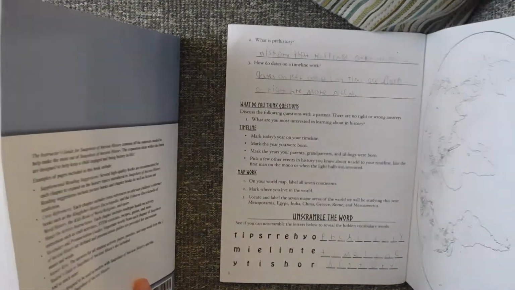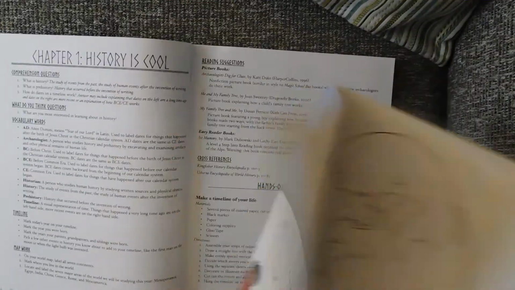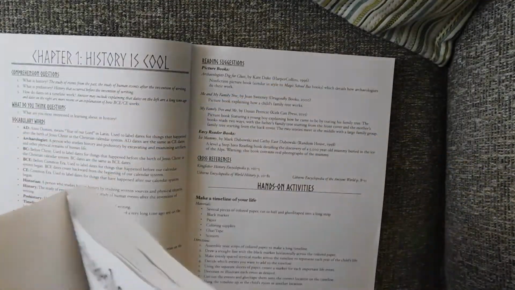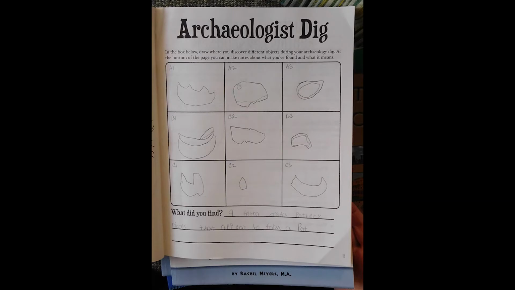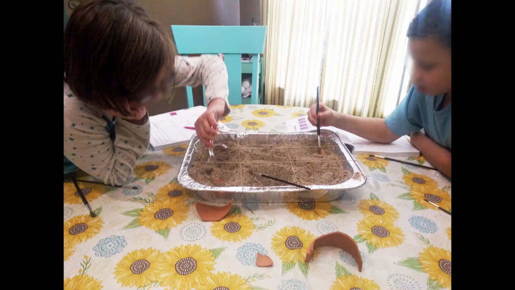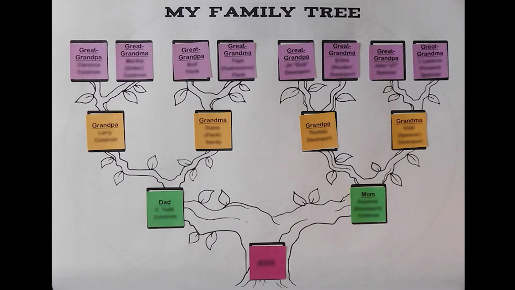Also in the first chapter, there's really cool things to do. We did an archaeology dig, and then the kids kind of drew the rocks out, talked about what they found, and I'll flash up a picture of what our dig looked like. And then there was a family tree, which I will flash up a picture here of what that looked like. And so that was a really fun activity.